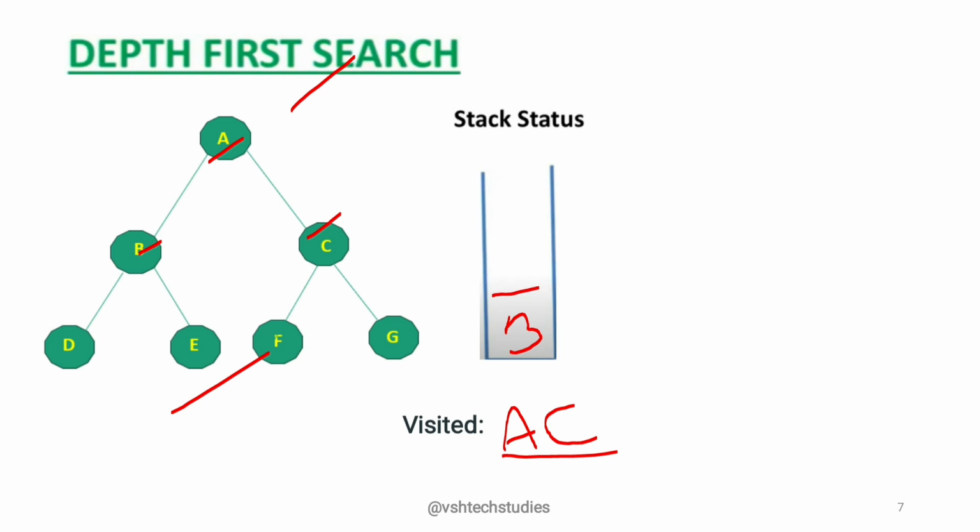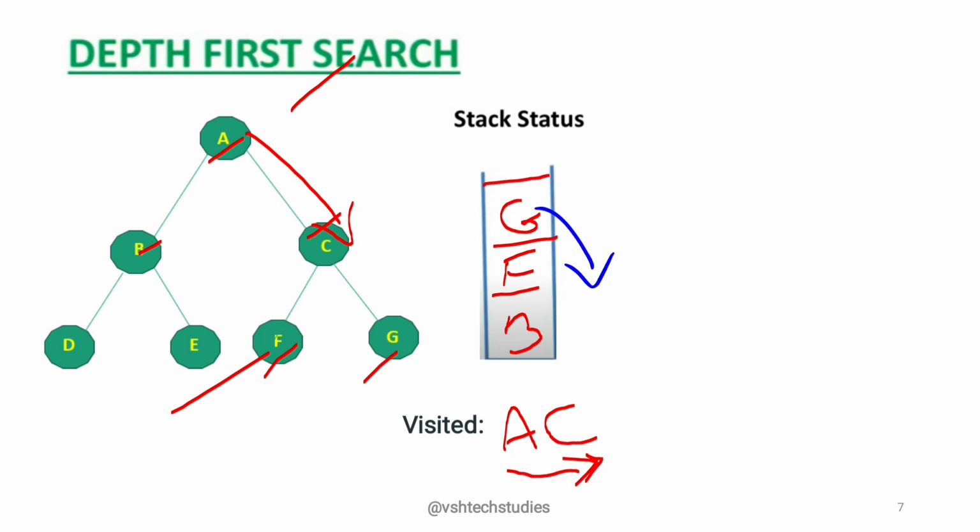So now from A to C we have moved. We'll have to consider C now. Which are its child nodes or neighboring nodes? F and G. They are pushed onto stack. Which was pushed last? G, that is popped out. When it is popped out, it is added to visited node array and it is removed from stack. Now C to G we move. Which are the children of G?